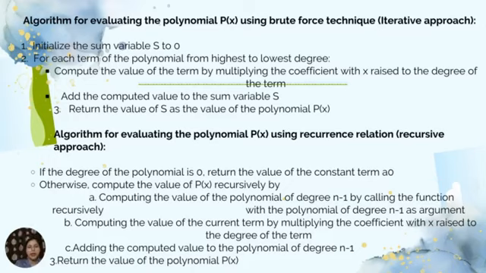Algorithm for evaluating the polynomial p of x using recurrence relation, recursive approach. If the degree of the polynomial is 0, return the value of the constant term a0. Otherwise, compute the value of p of x recursively by: A. Computing the value of the polynomial of degree n minus 1 by calling the function with the polynomial of degree n minus 1 as argument. B. Computing the value of the current term by multiplying the coefficient with x raised to the degree of the term. C. Adding the computed value to the polynomial of degree n minus 1. Return the value of the polynomial p of x.